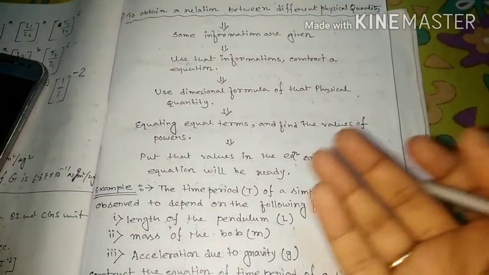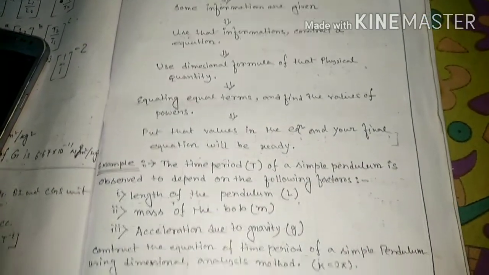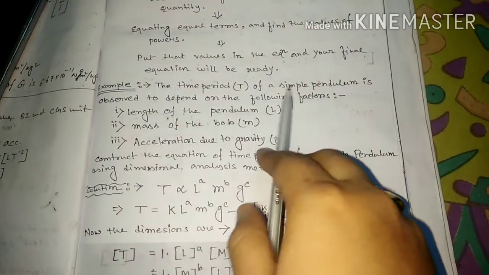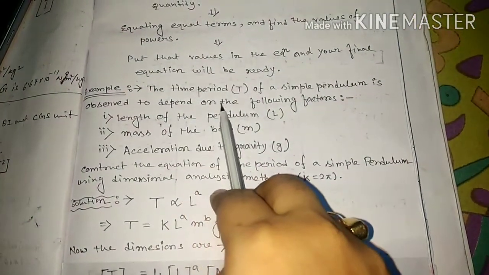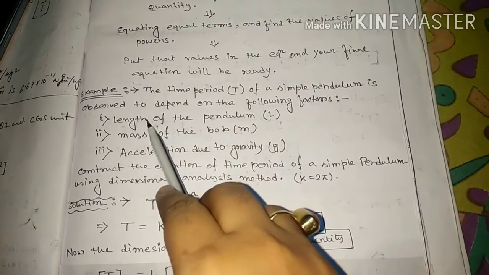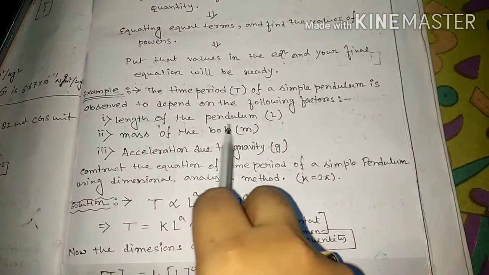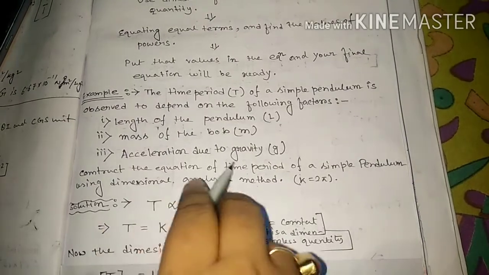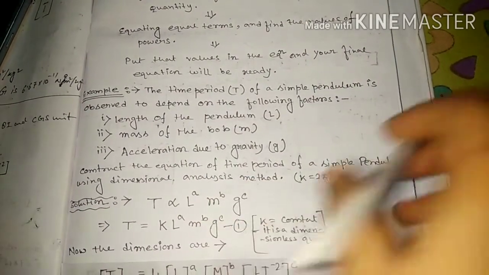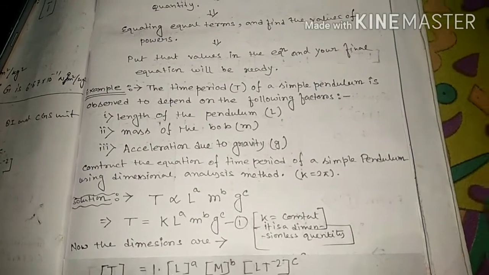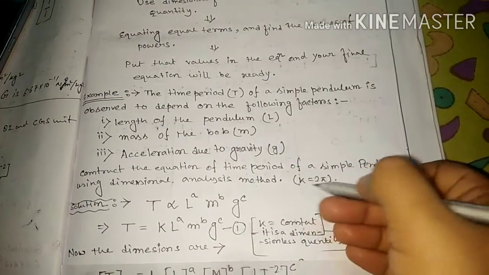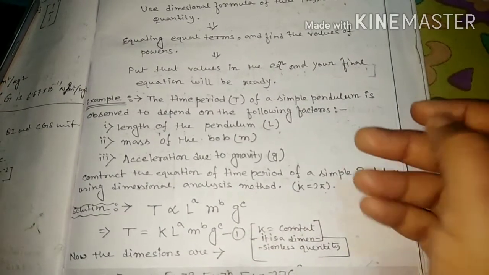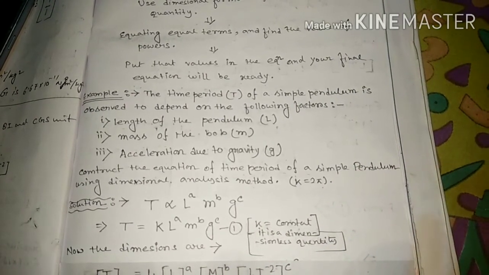Let's take one example that is easier for you to understand. We also consider the time period. The time period of a simple pendulum is observed to depend on the following factors: length of the pendulum, mass of the bob, and acceleration due to gravity. How do we construct the equation of time period of a simple pendulum using the dimensional analysis method? It is given that k equals 2 pi. Sometimes it will not be given, sometimes it will be. If the value of k is given, then you put that value, otherwise you let it be k only.